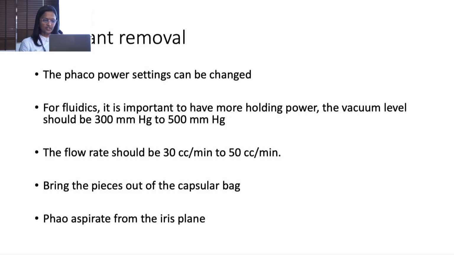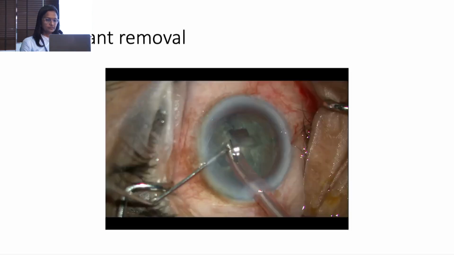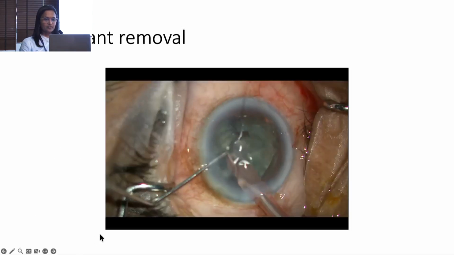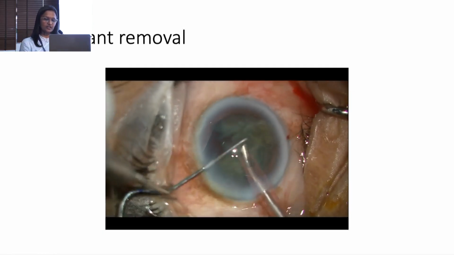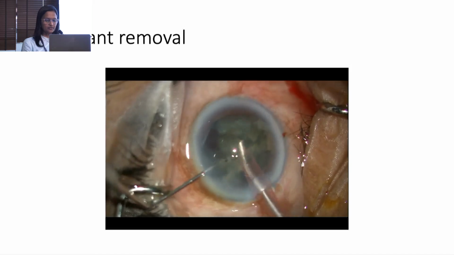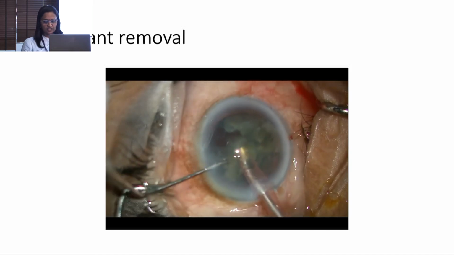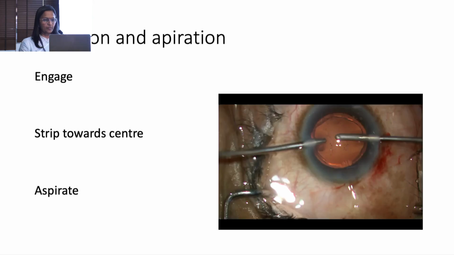And the phaco power can almost be the same depending upon the density. The technique is you can shift the position of the phaco probe a little bit laterally, so that you can get more of a hold of the pieces, bring the pieces out of the capsular bag, and phaco aspirate from the iris plane. So you can bring it up into the iris plane, and then slowly aspirate it and help take the second instrument to make it into smaller pieces.